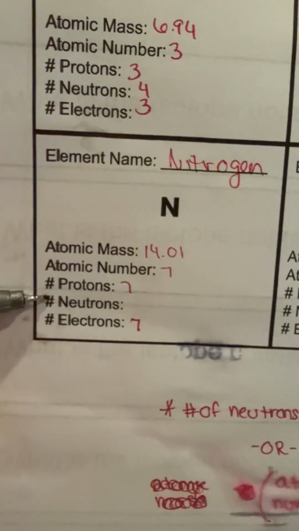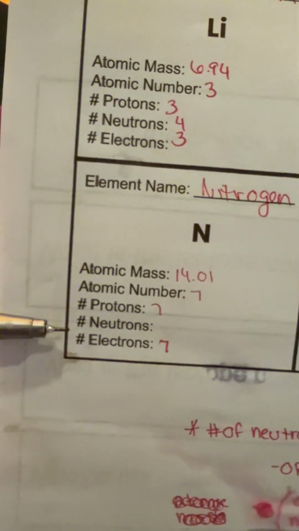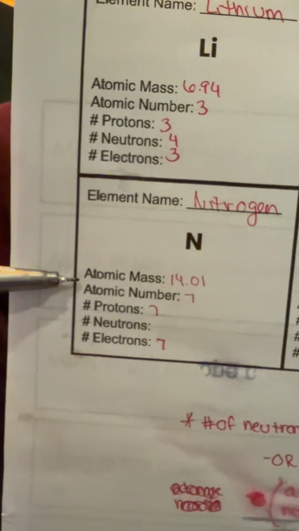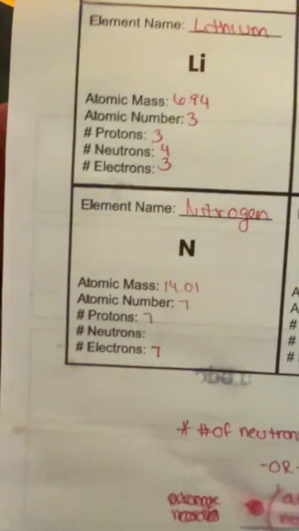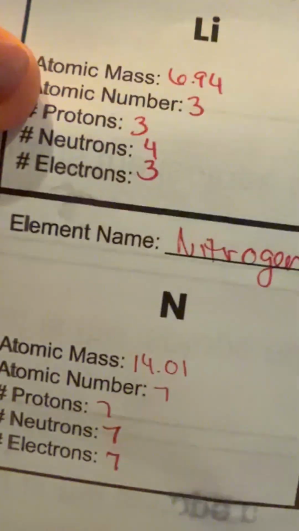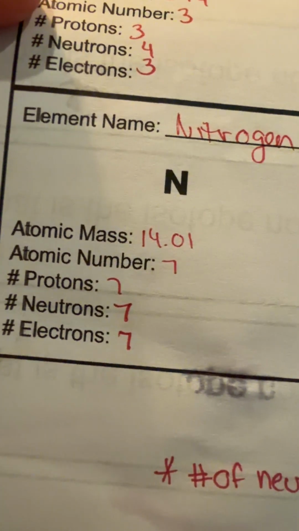So 7 plus something is equal to 14.01. Let's say that's 14, because we can't have a fraction or a decimal of a neutron. So 7 plus something is equal to 14. Well, that something is 7. So there's going to be 7 neutrons. And this is what our completed nitrogen box looks like.